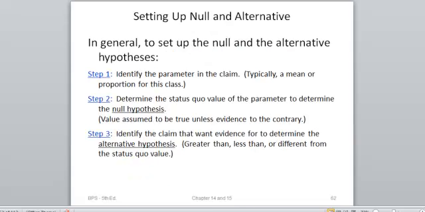So how do we set up the null and alternative? Well, first you read the problem, right? So in general, to set up the null and alternative, you have to identify the parameter in the claim, typically a mean or proportion for this class, for Stat 250 that is. Step 2, determine the status quo of the parameter to determine the null hypothesis. That's the value assumed to be true unless evidence to the contrary. And the third step was to identify the claim that we want evidence for to determine the alternative hypothesis: greater than, less than, or different from the status quo.